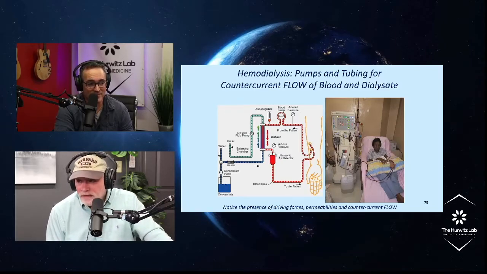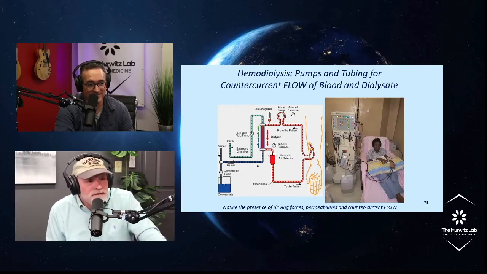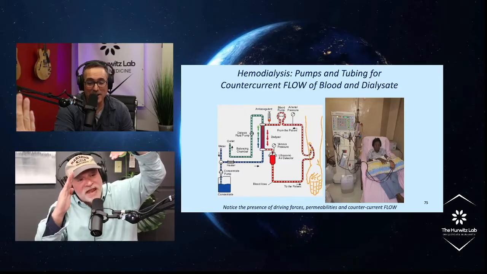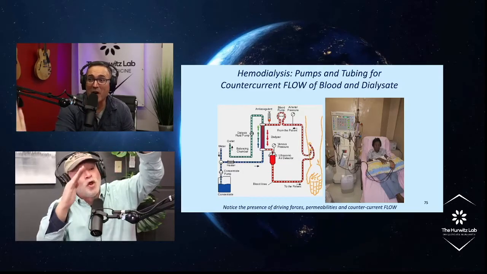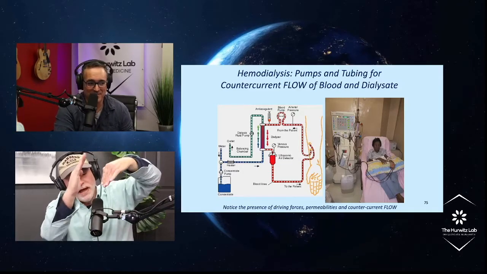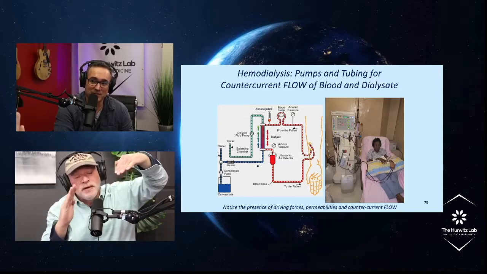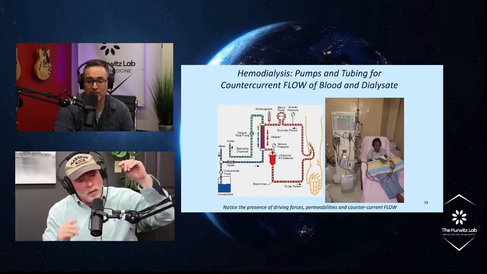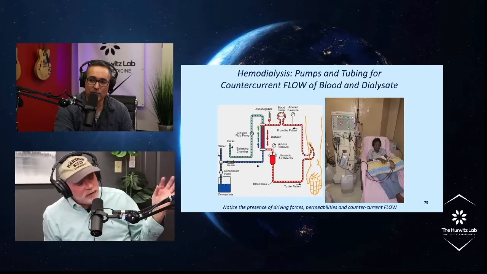But here it is. These are the pumps and tubing for countercurrent flow. There's no difference between dialysis and the countercurrent flow that happens in the loop of Henle. The countercurrent flow of blood and dialysate, two fluids. Except we don't alter our permeabilities at all in that thing, because it's too hard to do. So we do all driving force manipulation.